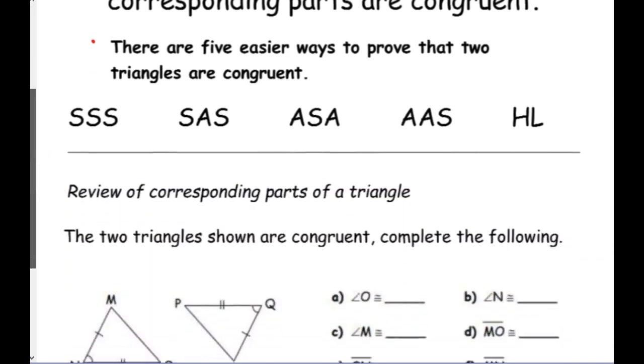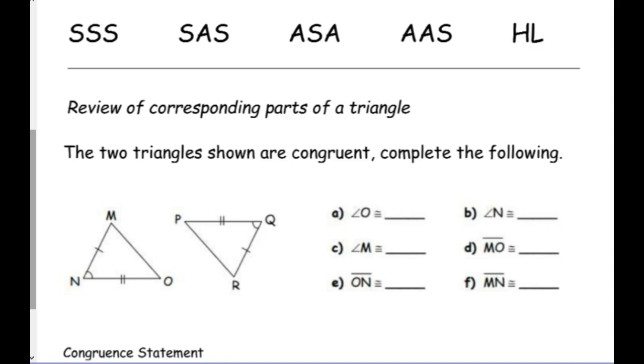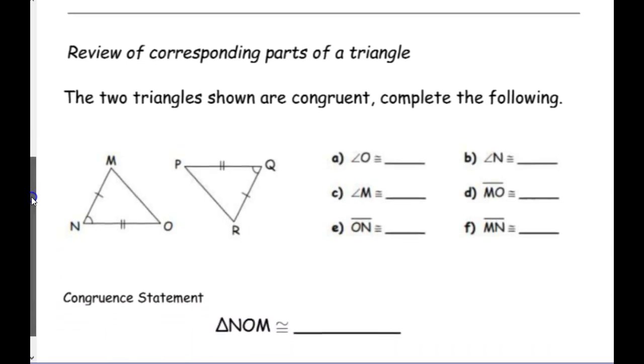But first, let's recap. Let's review corresponding parts of a triangle. Remember, we talked about this yesterday. Order matters. So, it says the 2 triangles shown are congruent. Complete the following. Angle O is congruent to angle what? So, what do you think O is congruent to?